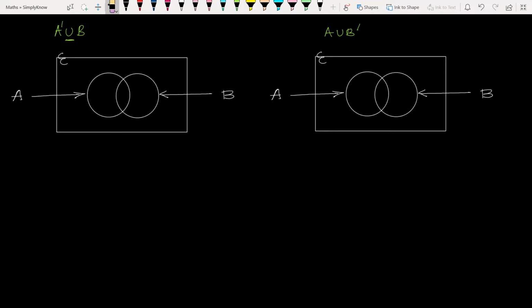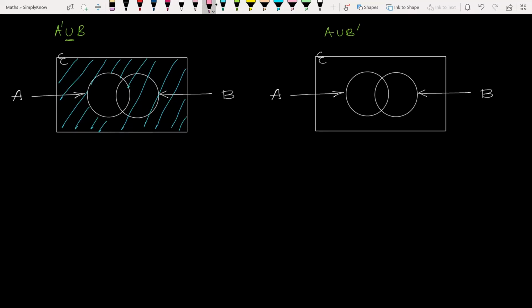So first, let's shade everything in A complement. We know that A complement is the opposite of A. So we need to shade everything outside A. So this is our A. So here we need to shade everything outside A. Now I have shaded A complement.